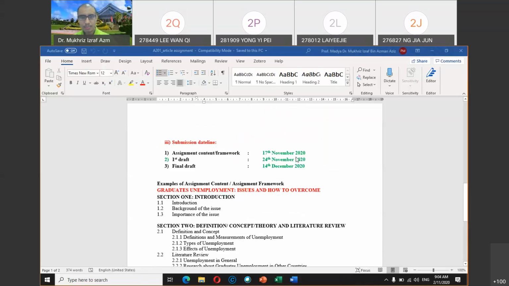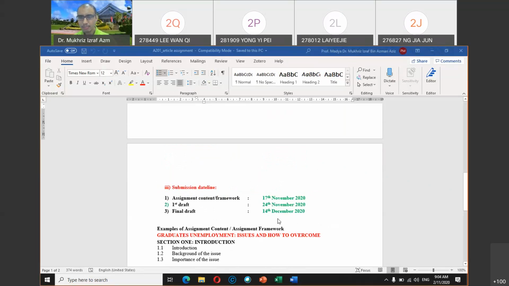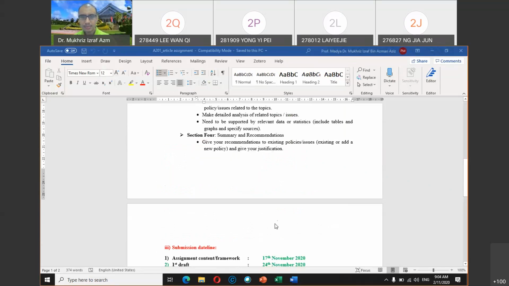Make sure you follow the deadline. You can submit earlier, but I will only check them after the 17th, the 24th. The main thing before you start is to make sure that when you submit on the 17th, you know what you're going to write for the first draft, meaning you have already confirmed the topic. I do not want you to change it when you submit and then say, oh, we cannot do this topic, not enough materials and whatnot. I think you have more than 2 weeks to discuss.